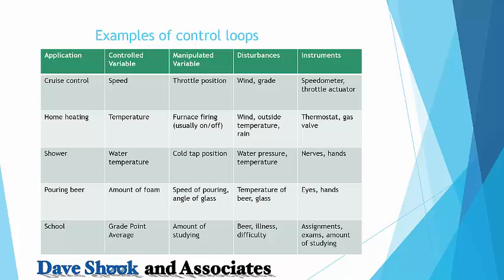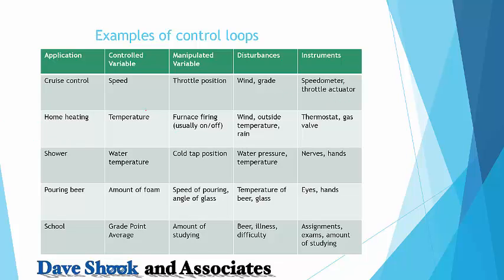Some examples of control loops that you may have encountered. We talked about cruise control. So for cruise control, our controlled variable is speed. The manipulated variable is throttle position. So these are from the point of view of the controller. Disturbances are things like wind and the grade, whether you're going up or downhill. Instruments are the speedometer and your throttle actuator.